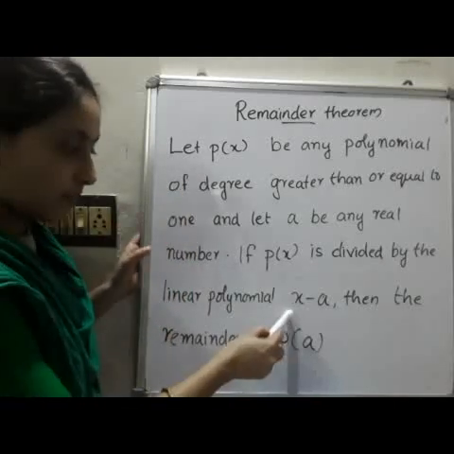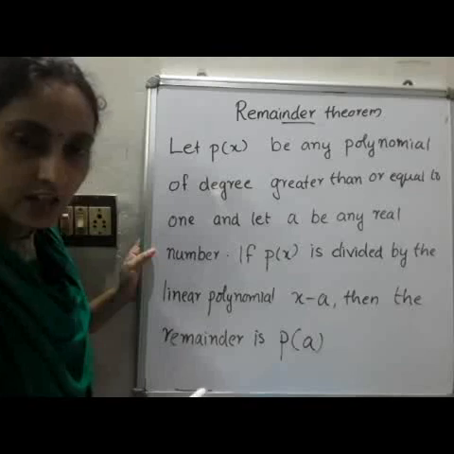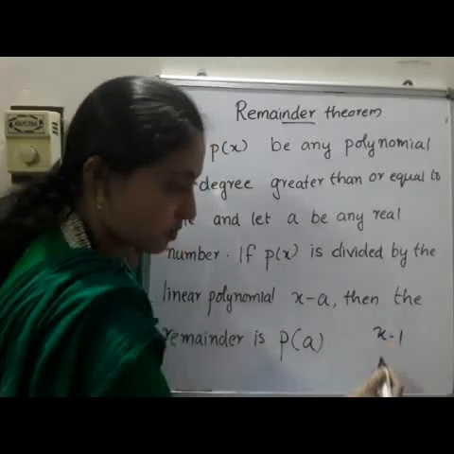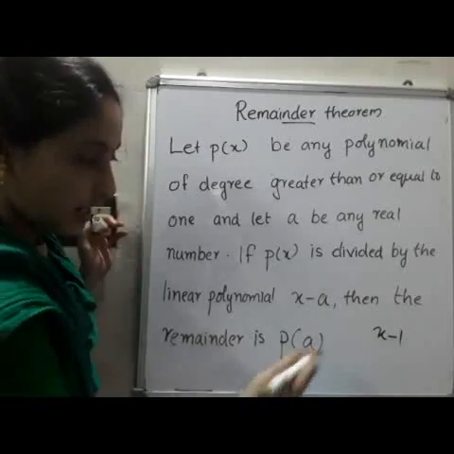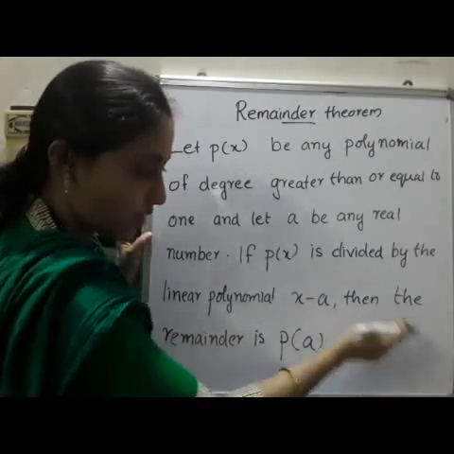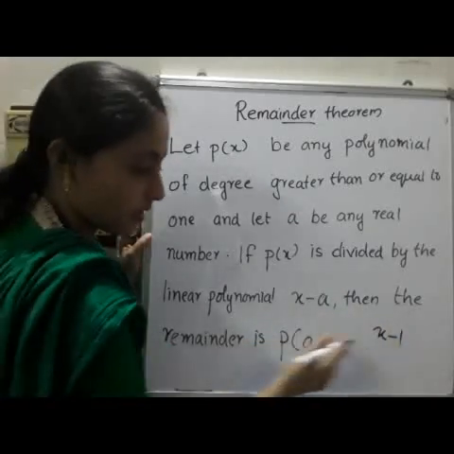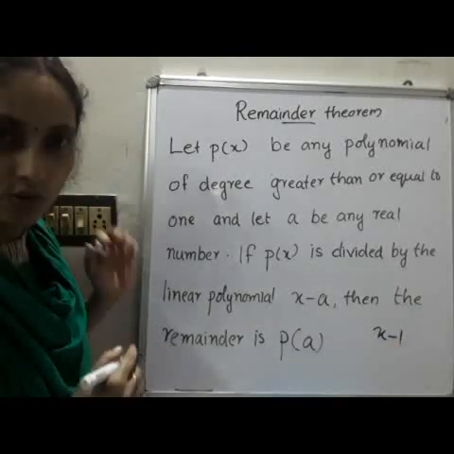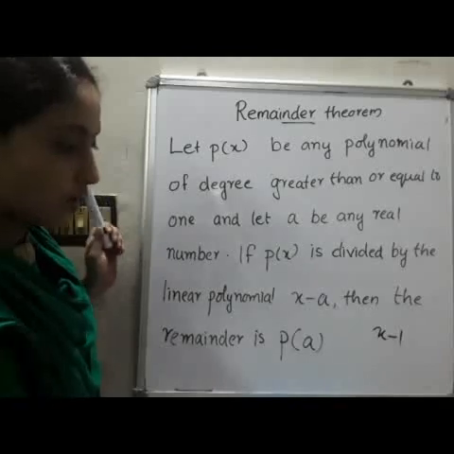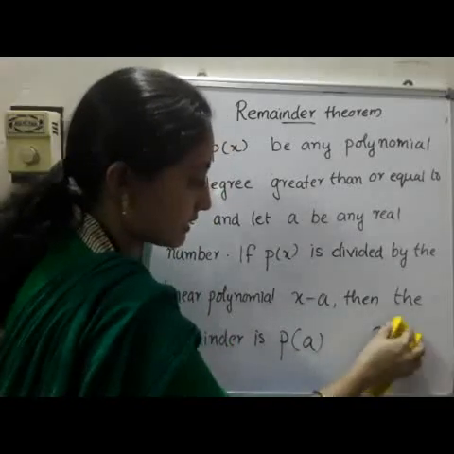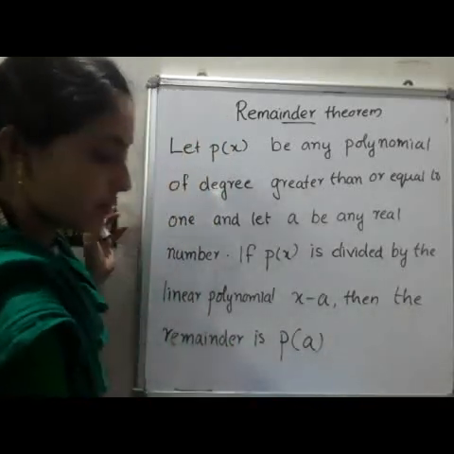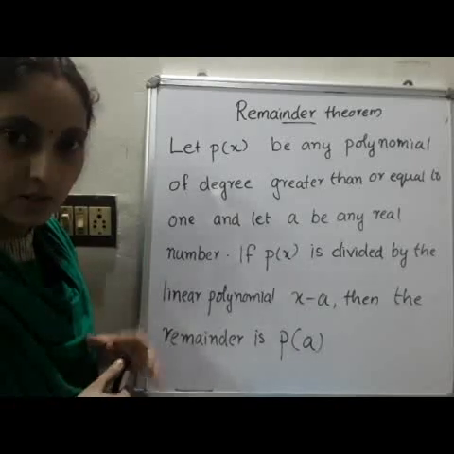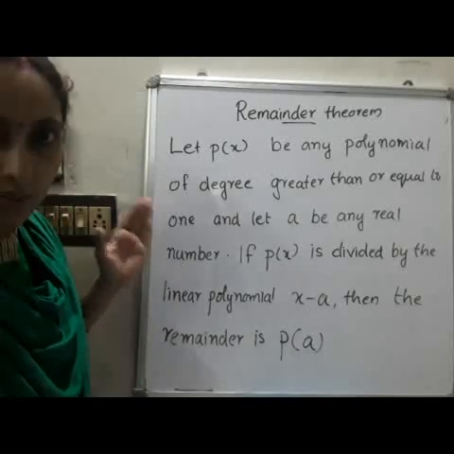If the polynomial is divided by x minus, instead of a you will put 1. If it is divided by x minus 1, the remainder becomes what? P of this number, P of 1. Likewise you have to do. So first you have to go through the theorem, because sometimes that will be asked in the exam, and next year also this theorem will be applicable. So you have to go through the theorem carefully.